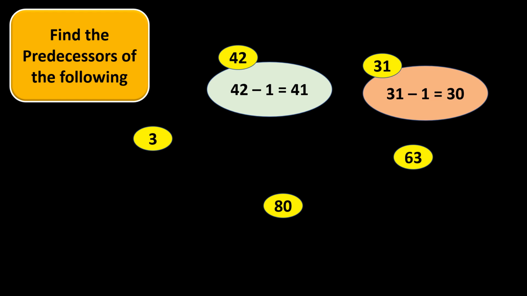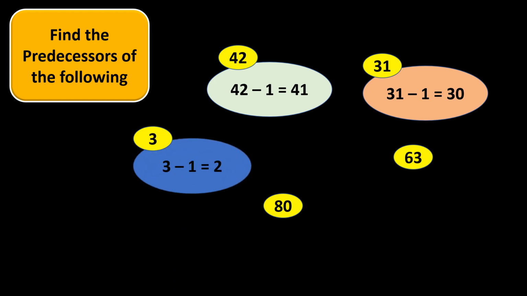Here we have the next question, number 3. Let's solve. Take away 1 from 3, you get 2. 3 minus 1 gives you 2. 2 is the predecessor of 3. Try to solve the next one, children. What is your answer?